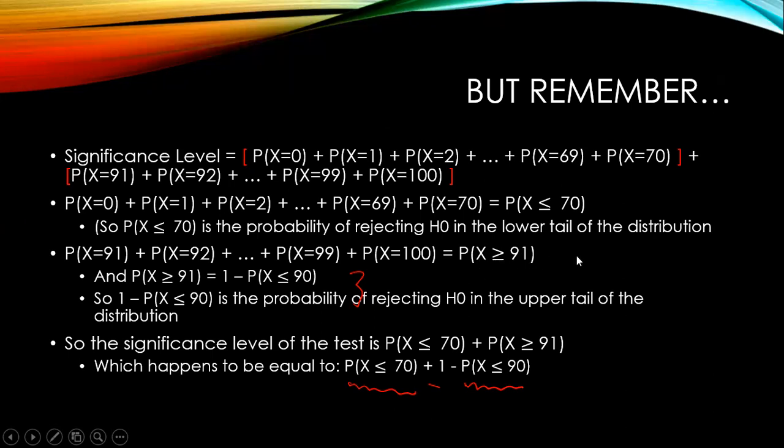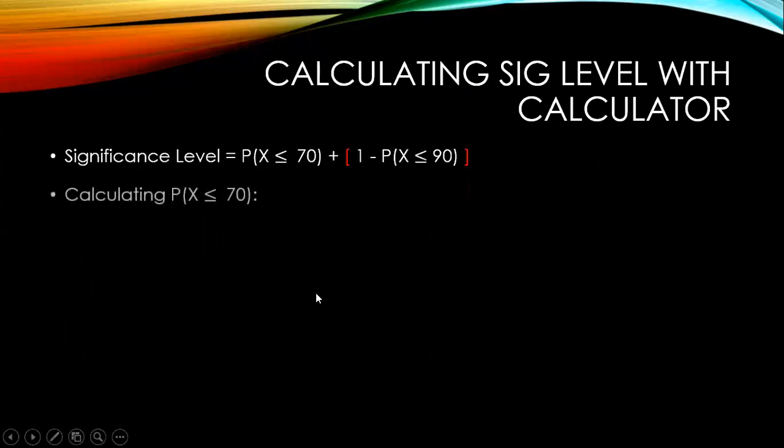So remember, your BCD function, your binomial CD function, is programmed such that the x value you put in is the maximum value, right? But we want the probability of getting more than 91 successes. So that's why we've got to do this 1 minus calculation, because then we can do 1 minus the probability of 90 or less successes. So then we can put 90 as our x value in our BCD function in the calculator.